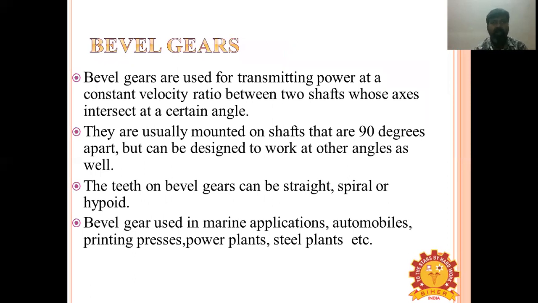What are bevel gears? Bevel gears are used for connecting two shafts whose axes intersect. The pitch surfaces in bevel gears are like cones, one of which rolls over the other. When the teeth formed on the cones are straight, the gears are known as straight bevel, and when inclined, they are known as spiral or helical bevel. This is a bevel gear.